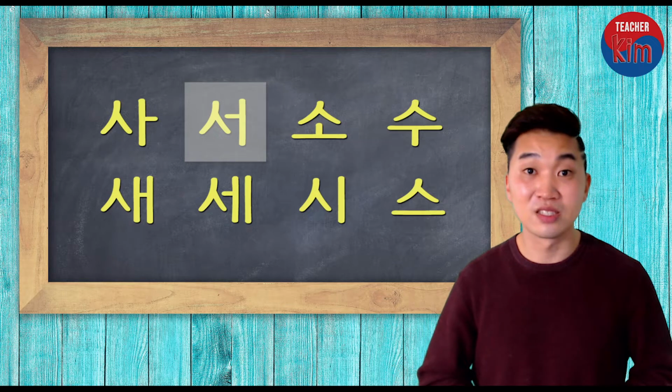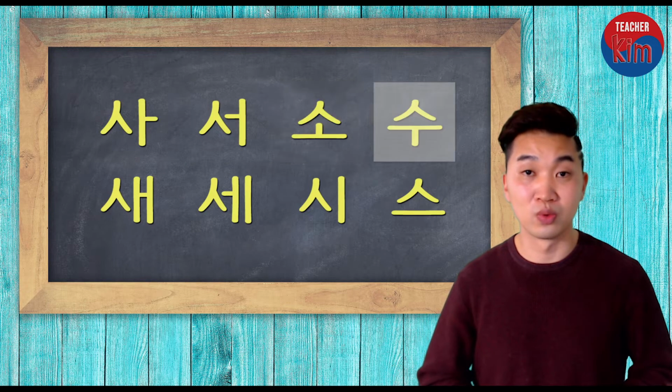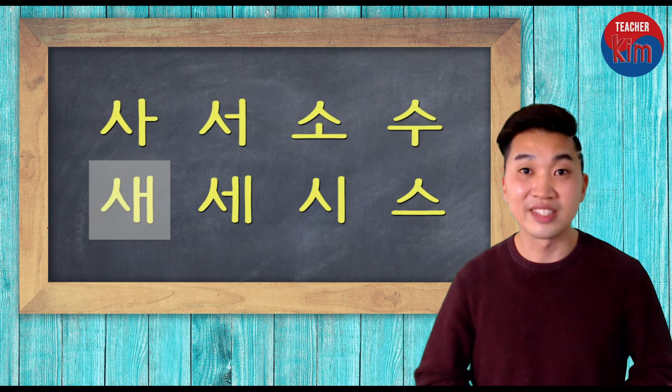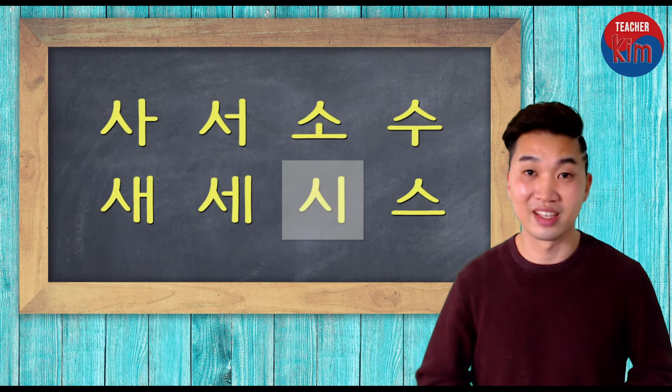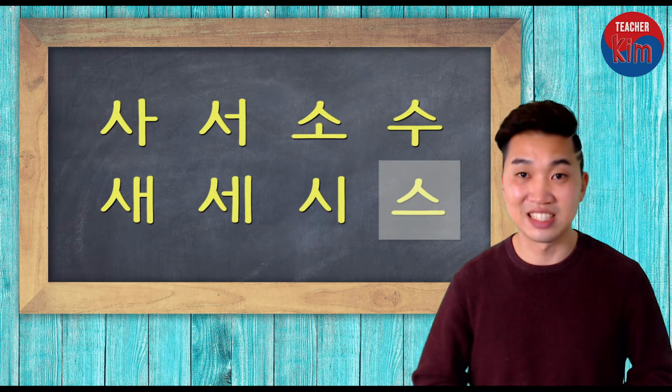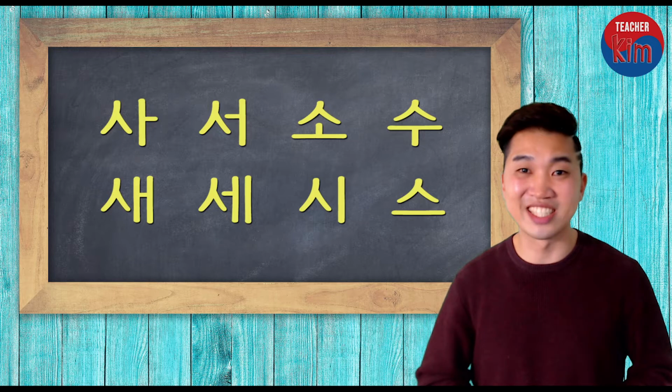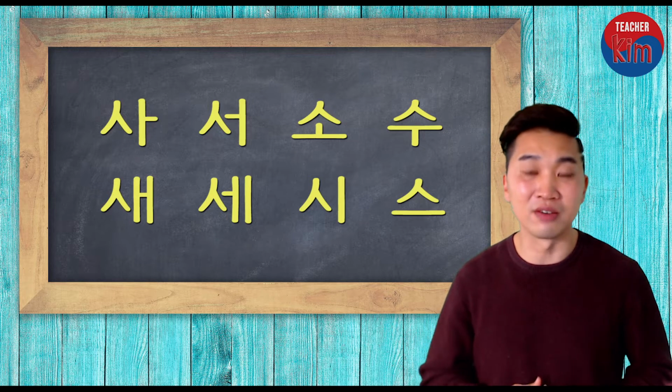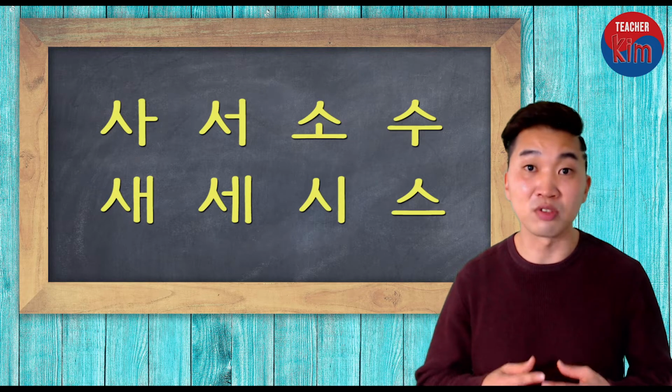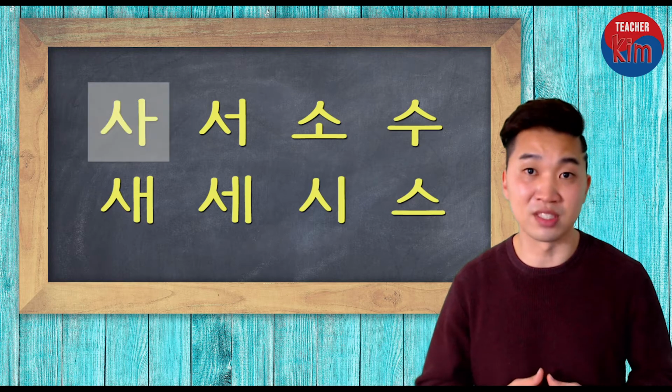사, 서, 소, 수, 세, 시, 스. Don't say sa, so, so. It is strong sound. That is wrong. You have to try to make very soft sound.